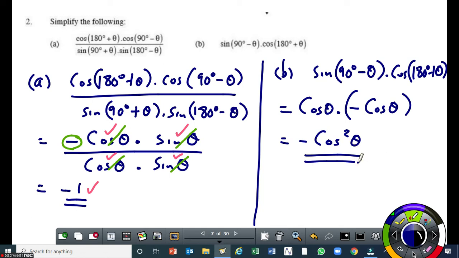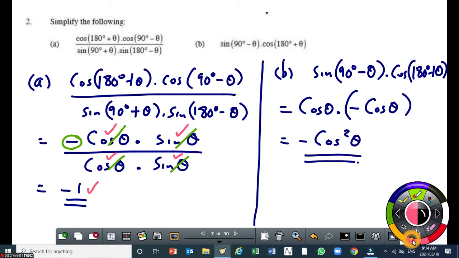Now here, the mark allocation can be given as follows: 1 mark here, 1 mark there, and the final answer 1 mark. So that will be about 3 marks for a question like that. Alright? Any question? So the basic idea is memorizing your reduction formula. I understand that it's new to you, so it will take you some time to get used to it. But it requires some effort, yes?